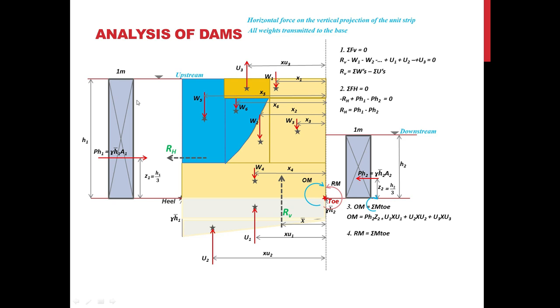Number 4, righting moment. So this is also summation of moments at the toe, considering only those forces that will cause a couple along the direction of the righting moment. Hence, the righting moment will have PH2 times Z2 and all the weights with their corresponding distances from the toe.